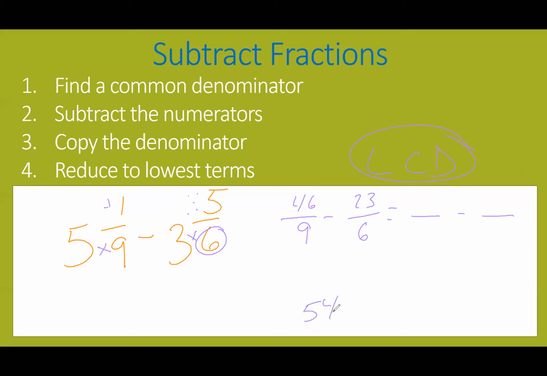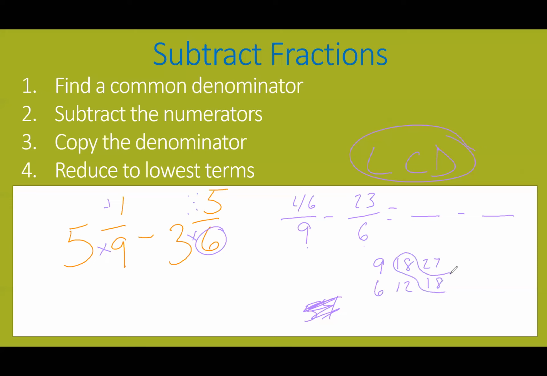But then I'm talking some big numbers because then I have to multiply 46 times 6 and I have to multiply 23 times 9. We're talking big numbers. Let me think about 9 and 6. What can I find that they have in common? Well, let's think about 9 and 6. 9 times 1 is 9, and 6 times 1 is 6. 9 times 2 is 18, and 6 times 2 is 12. 9 times 3 is 27, and 6 times 3 is 18.